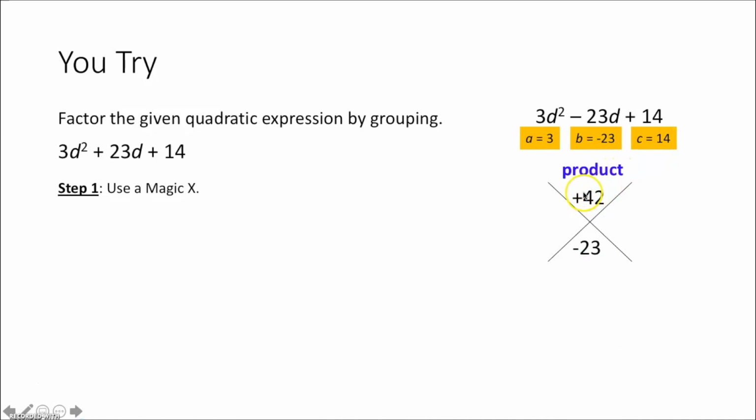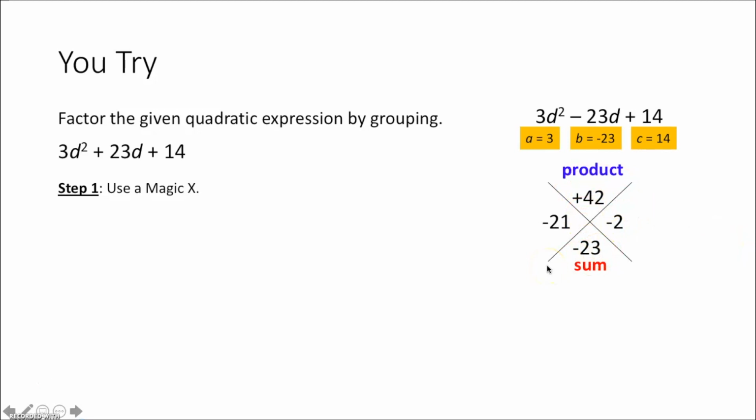We think about two numbers that multiply together to make 42 and add together to make negative 23. Now, since we have positive 42 and negative 23, that means both of these numbers should be negative, right? Because a negative times a negative makes a positive, and they add together to make a negative. So your two numbers are actually going to be negative 21 and negative 2. And it's okay if that takes you a while to find. It sometimes takes a while to guess and check which give you a product of this and a sum of this.